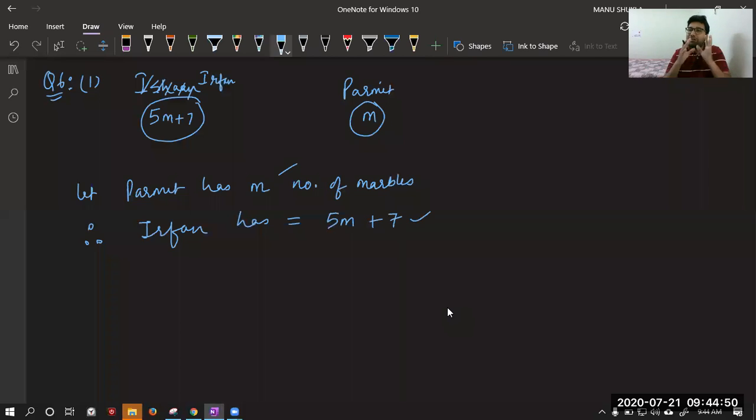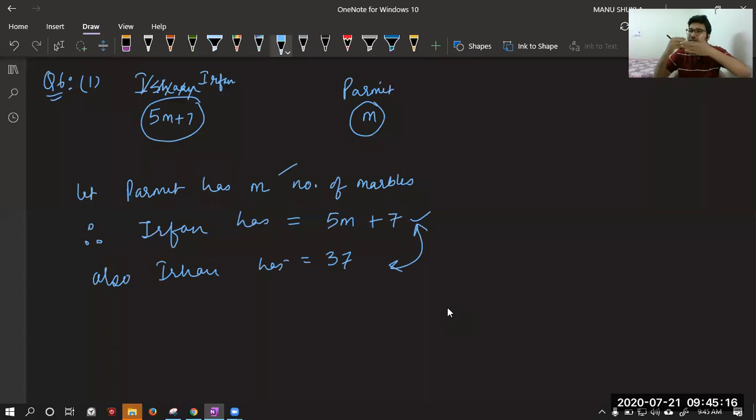Now I will use the second statement for the equation. The second statement is saying Irfan has 37 marbles. We have found Irfan's marbles in terms of M. Also, the question is saying Irfan has 37 marbles. Can we say these two things are equal?